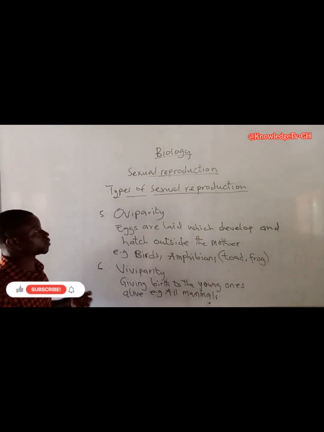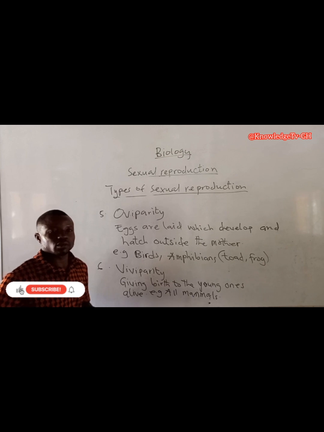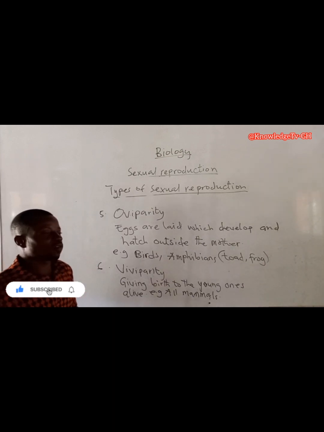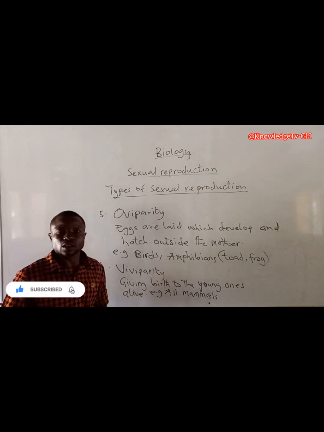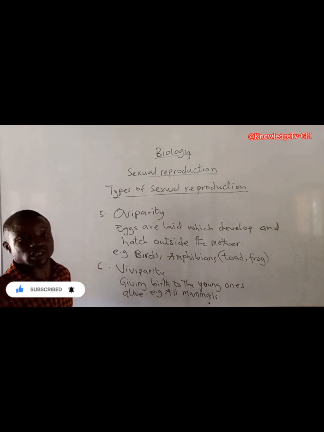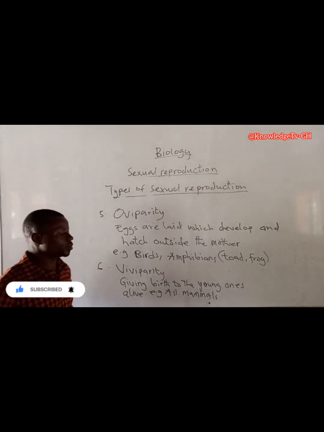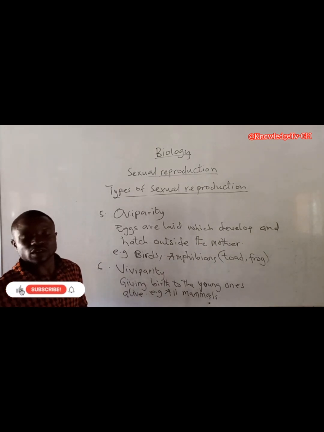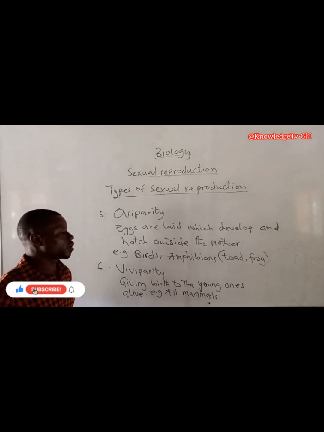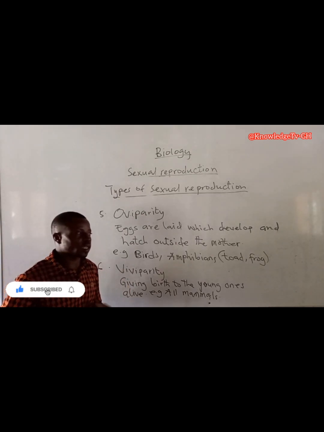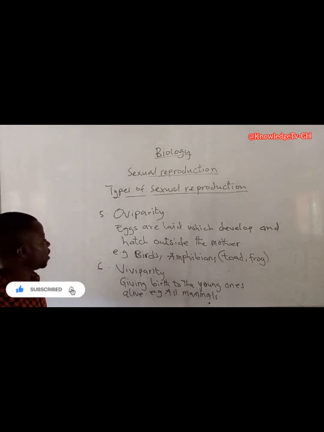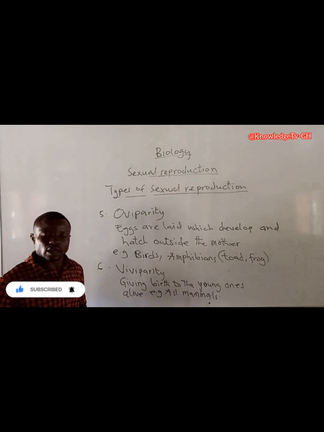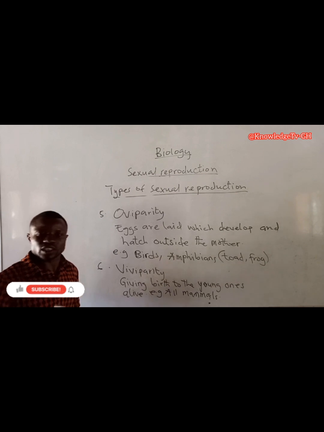Let's look at other types of reproduction. One we have here is oviparity. In oviparity, the eggs are laid which develop and hatch outside the mother. Examples are birds and amphibians, toads and frogs, etc. They all undergo oviparity. Another one is viviparity. Viviparity is giving birth to the young ones alive. And all mammals undergo this kind of reproduction.